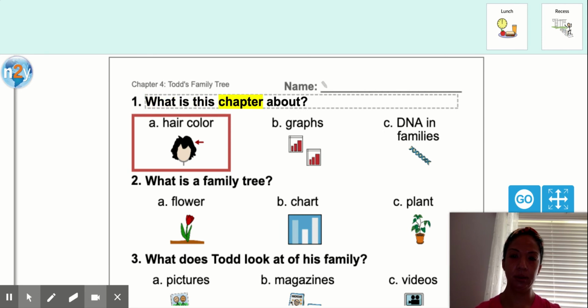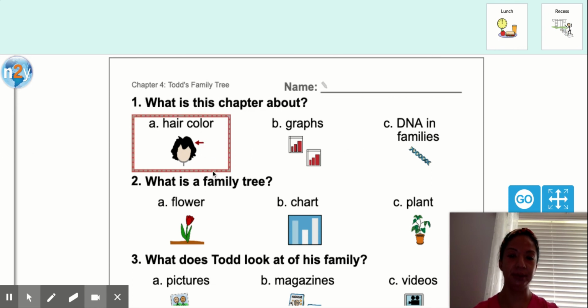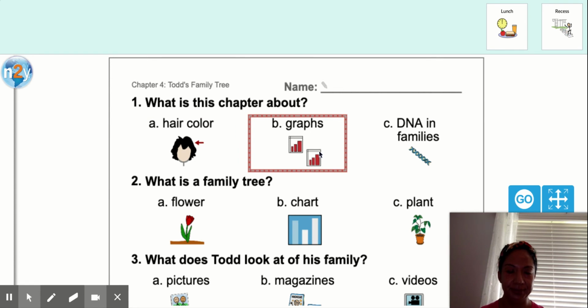What is this chapter about? Is it about hair color, which is what I picked? Was that right or wrong? That was wrong. We heard the funny noise it makes. How about graphs? No, that's wrong too. There's a funny noise again. Okay, so remember, don't get them wrong just so you can hear the funny noise.